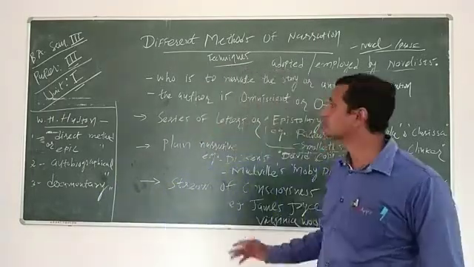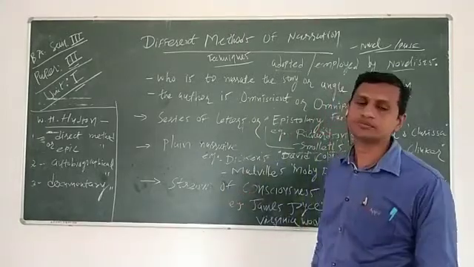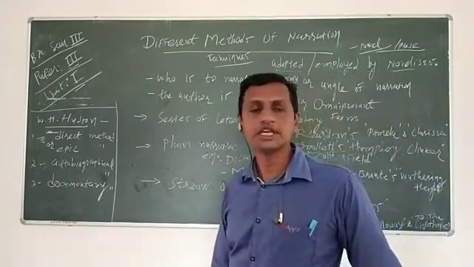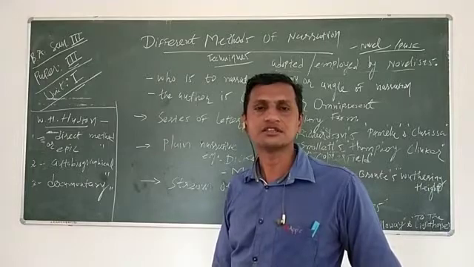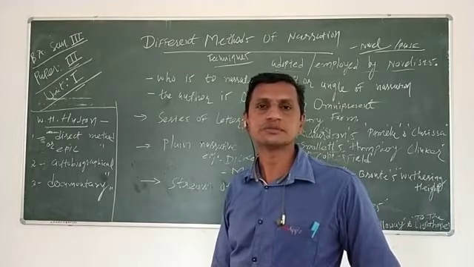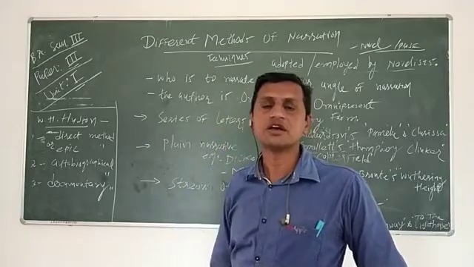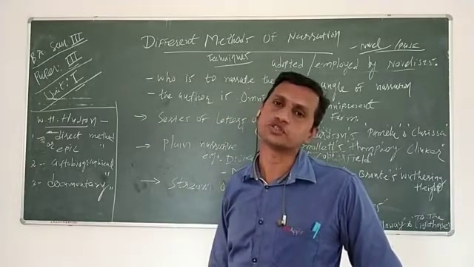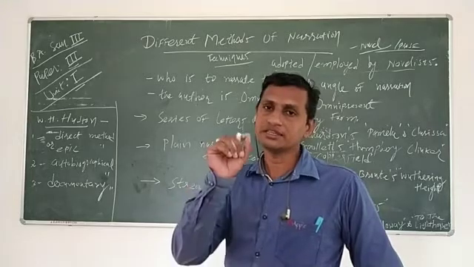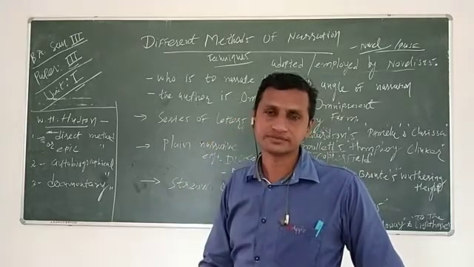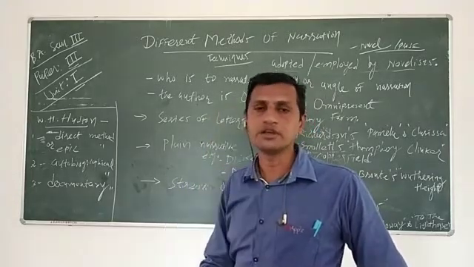Here we can say that these are the elements of a work of art: plot, theme, character, settings, dialogues, style. They are the elements of novel writing or short story writing. But here we are taking the different techniques employed by the novelist.